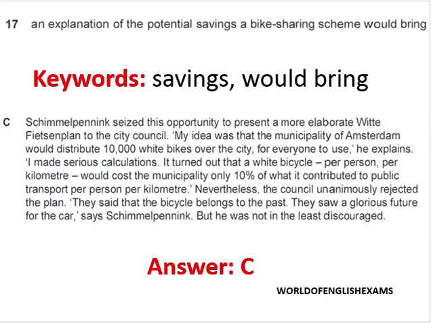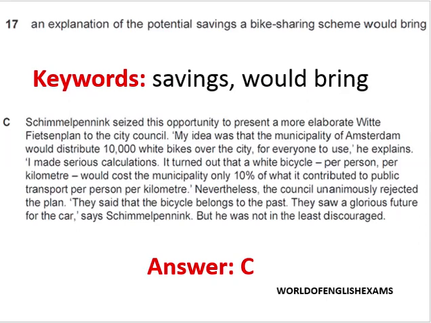So, what kind of savings can the bike sharing scheme bring? In the one, two, three, fourth line, we can see I made serious calculations. It turned out that a white bicycle per person per kilometer would cost the municipality only 10% of what it contributed. So 90% are the savings for this. However, this idea was not a hit, but we got the answer, that is paragraph C. I hope you are clear.